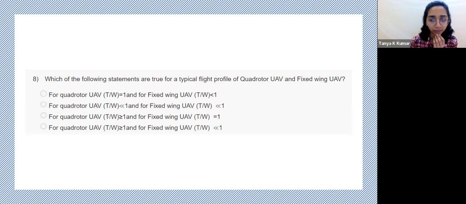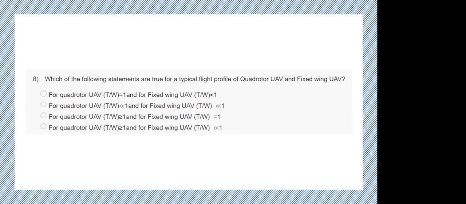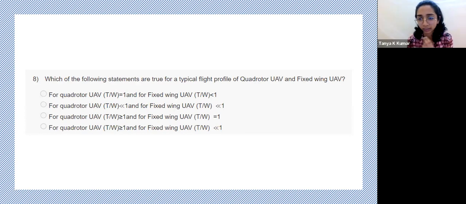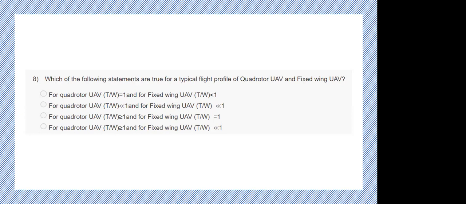Main difference. A quadrotor doesn't have a wing. So how does it produce its forces? It produces lift purely from thrust.